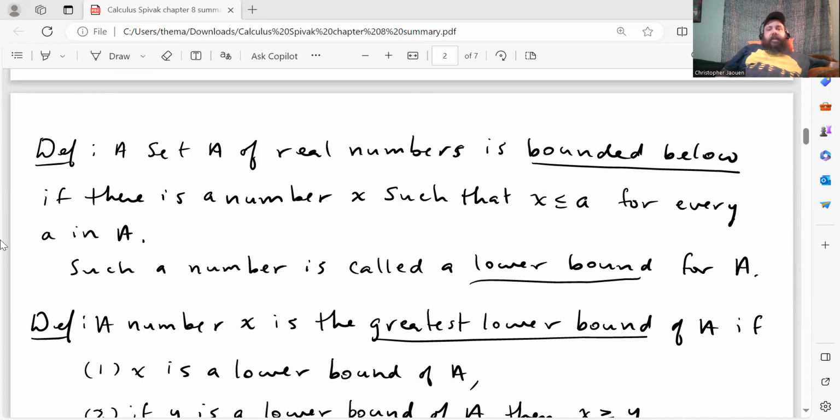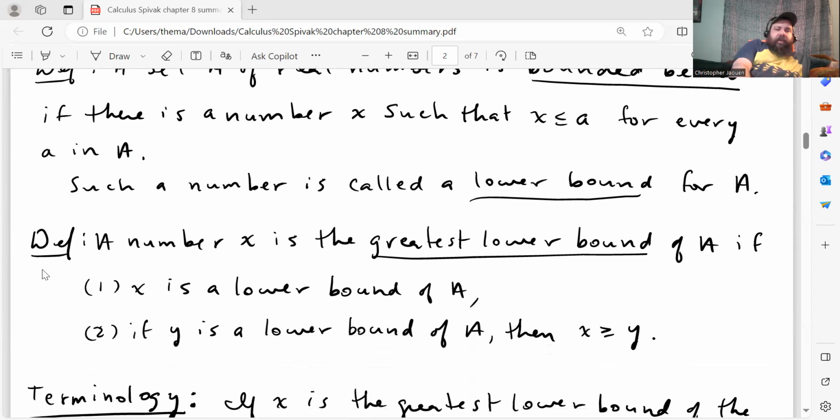A set A of real numbers is bounded below. We already talked about what bounded above meant. So a set of real numbers we're now defining to be bounded below if there's some number x such that x is less than or equal to a for every a in A. Right, such a number is called a lower bound for A.